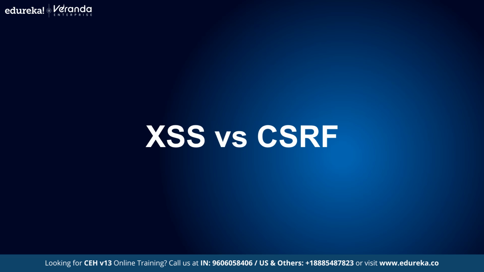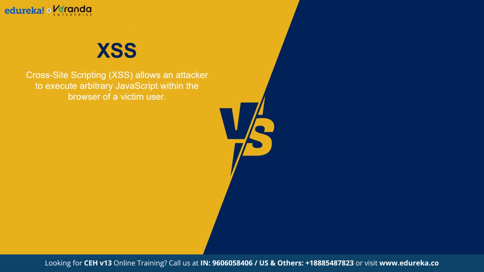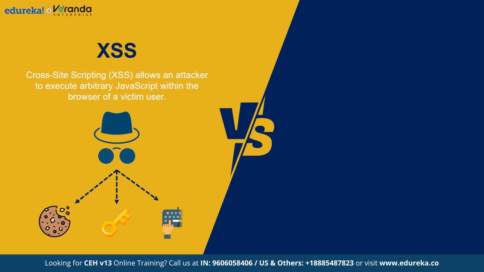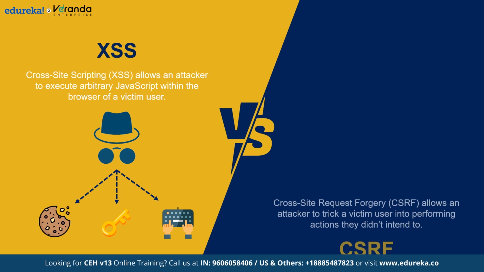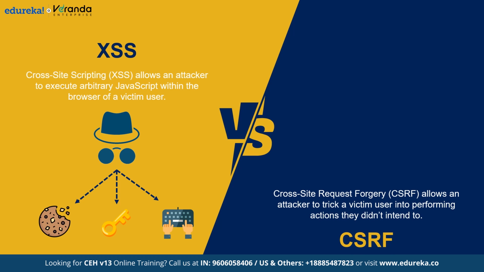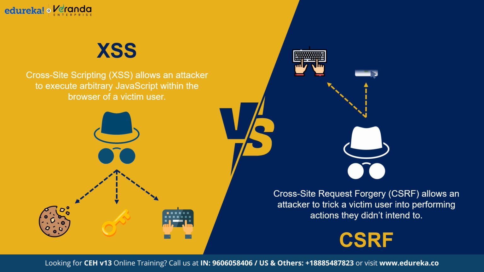Now, let's compare CSRF with another commonly discussed vulnerability, cross-site scripting or XSS. While they sound similar, they work in very different ways. Well, cross-site scripting allows an attacker to execute arbitrary JavaScript within the browser of a victim user. This can lead to the attacker stealing cookies, session tokens, or even performing actions on behalf of the victim. And on the other hand, cross-site request forgery allows an attacker to trick a victim user into performing actions they didn't intend to, like submitting a form or changing account settings, all without the user knowing.